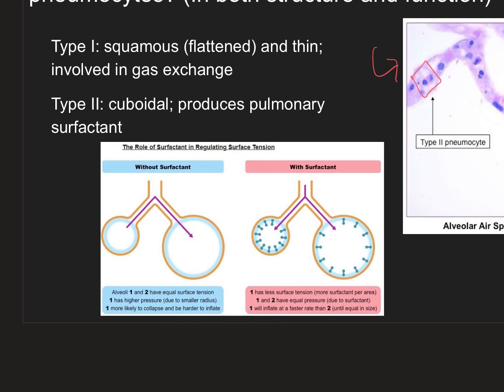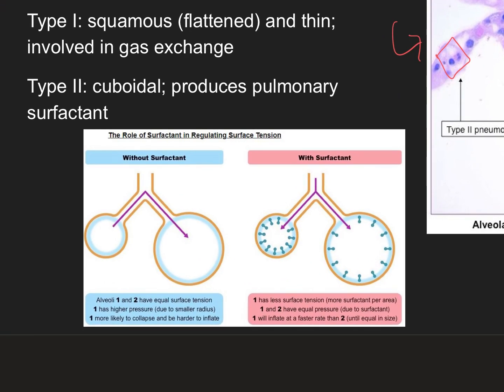So down here, the role of surfactant in regulating surface tension. Without the surfactant, alveoli 1 and 2 have equal surface tension. 1 has a higher pressure, so this would be 1, and this is 2. 1 has a higher pressure due to a smaller radius, and 1 is more likely to collapse and be harder to inflate. Now, when we have the surfactant, that's the second part of this picture, 1 and 2 have less surface tension because they've got more surfactant per area. 1 and 2 have equal pressure due to the surfactant, and number 1 will inflate at a faster rate than 2 until they're equal in size.